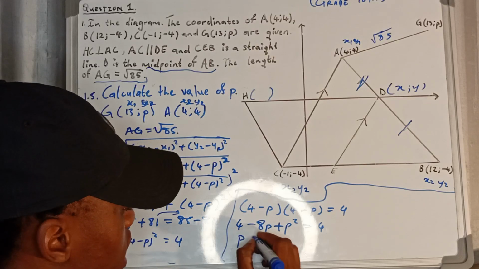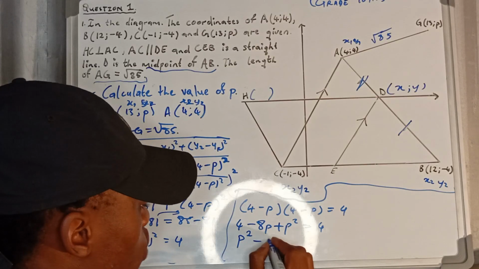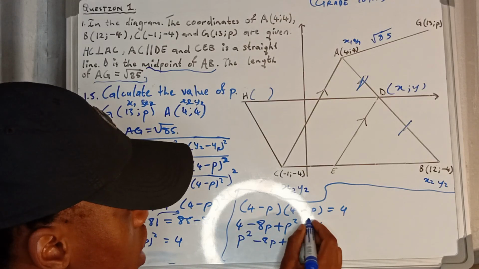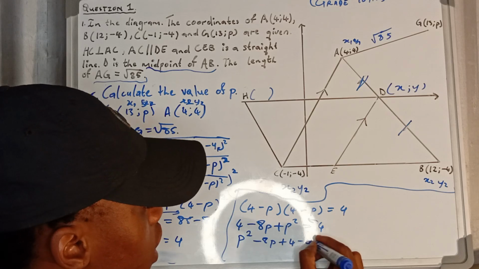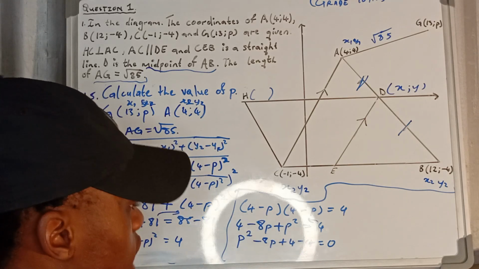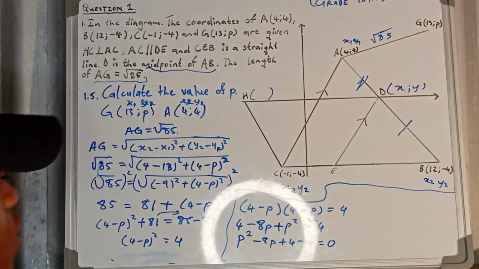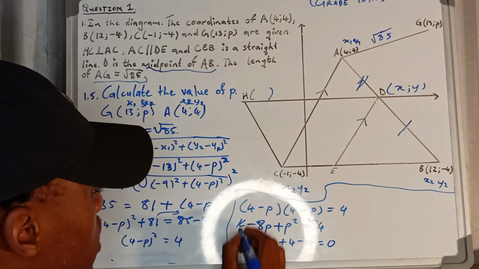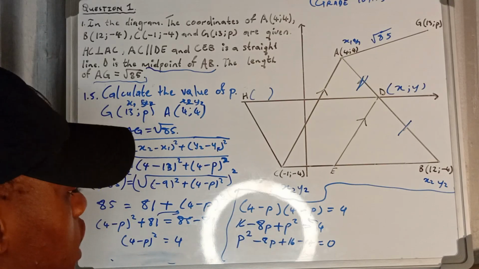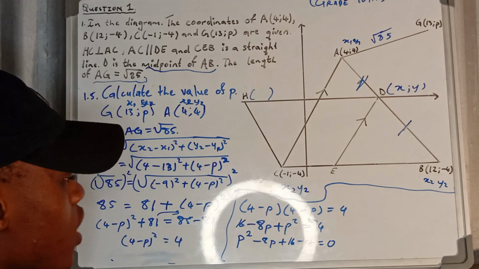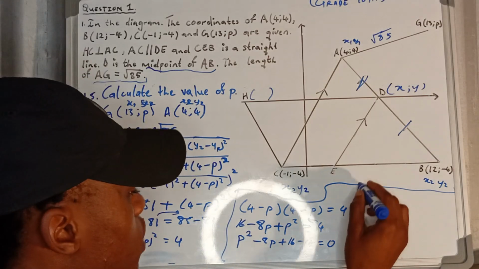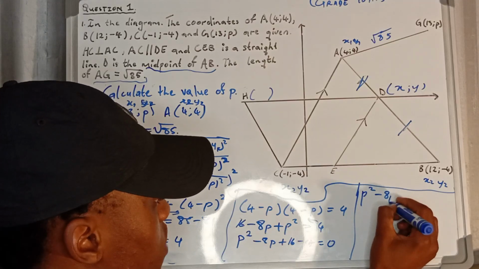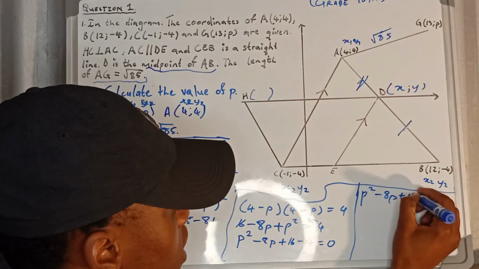So let us put this in the format that we know. That will be p squared minus 8p plus 4. Remember, you need to transpose. When you transpose, it changes the sign. That will be minus 4 equals 0. Sorry guys, here it was supposed to be 4 multiplied by 4, which is 16. So here it's 16. Okay, now how are we going to deal with this one? We will be left with p squared minus 8p, 16 minus 4, that will be plus 12 equals 0.